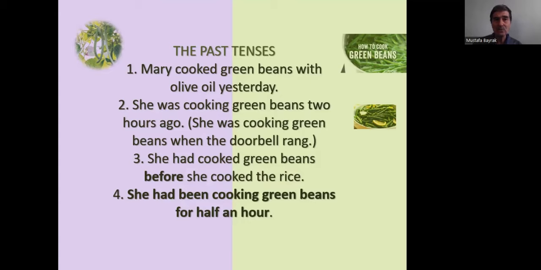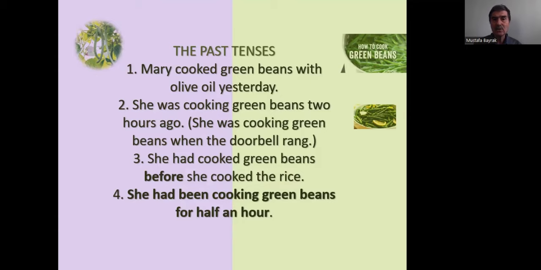Number two, she was cooking green beans 2 hours ago. So we just want to learn what she was doing 2 hours ago. We want to learn the continuous action. What was she doing 2 hours ago? She was cooking green beans 2 hours ago, or she was cooking green beans when the doorbell rang. This is past continuous tense.